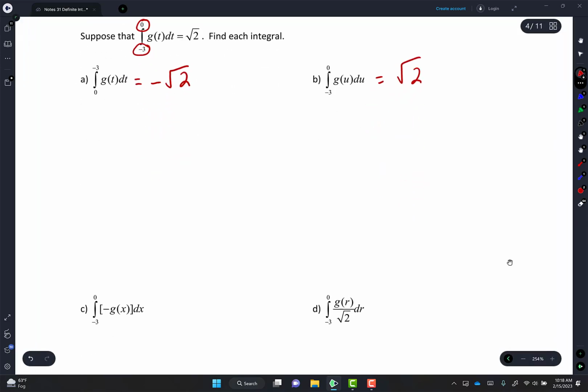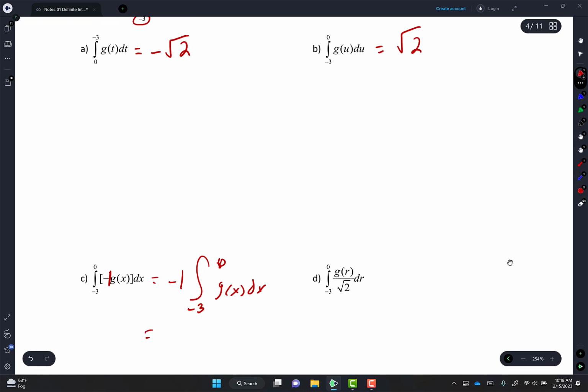Roman numeral C. Notice they have a negative on the inside, a -1 like that right there. Can I move that -1 to the outside if I wanted to? Yeah, -1 times the integral from -3 to 0 of g of x dx. Okay, so that means what? Negative square root of 2.